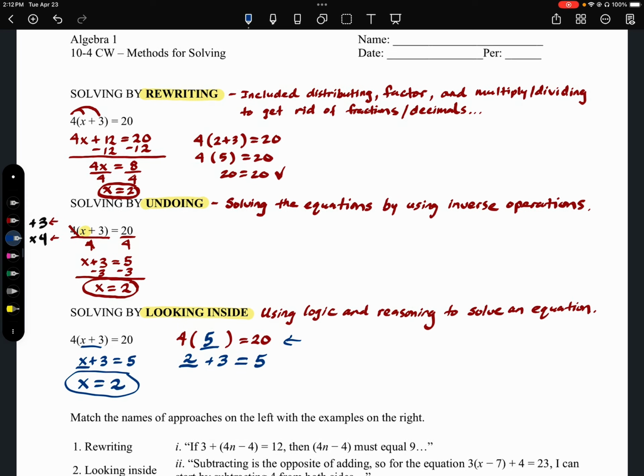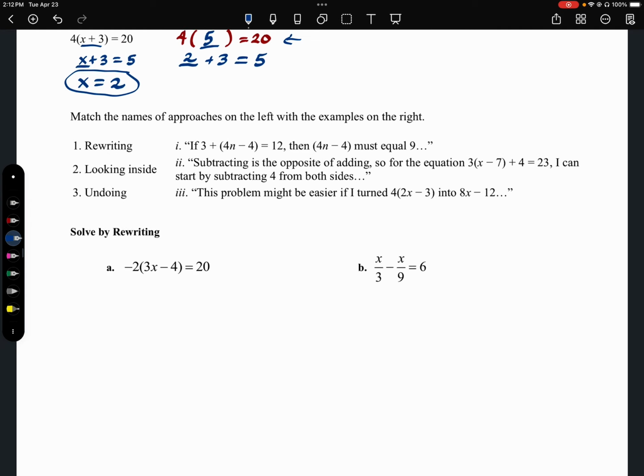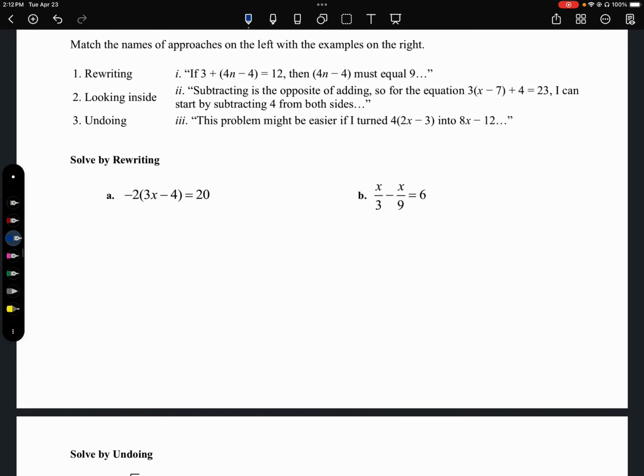It says, match the names of the approaches on the left with the examples on the right. Number 1, rewriting. Number 2 is looking inside, and number 3 is undoing. So we have 3 different choices here. So let's read the first choice.